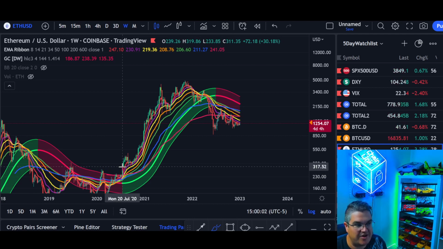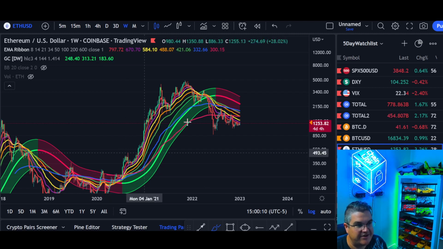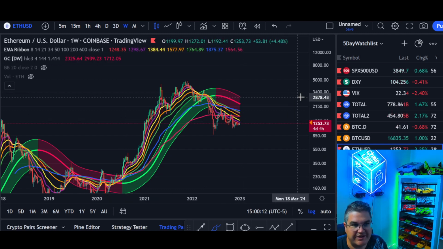Imagine you went all in Ethereum at $300. You'd be doing okay, right? Would you care if it's at $1,200 or $1,300? Absolutely not, if you're buying back in here. So the same thing will hold true the next bull cycle. 10K, 12K for Ethereum against fiat is possible for the next cycle. Hold your horses.